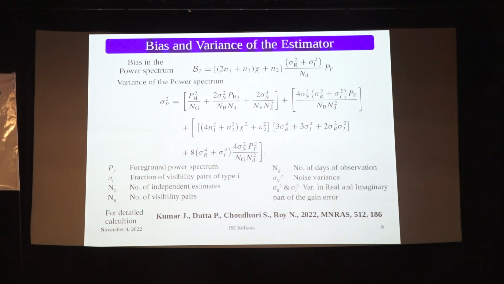Here PF is the foreground power spectrum, and this comes from the gain error model. ND is the number of days of observation. We find that these effects decrease with increasing observation time. Here N1, N2, N3, etc. are the baseline pair fractions I discussed earlier. We find that mostly the major contribution comes from the baseline pair fractions of type 1 and type 3. This chi is the overall effect of the time correlation of the gain errors.